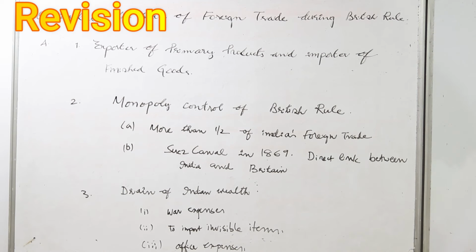And the last point, you have drain of India's wealth during British rule. Under the British rule, India became an exporter of primary products, raw materials, and an importer of finished goods. There was huge export surplus due to excess exports. However, export surplus was used, one, to make payments for expenses incurred by an office set up by the colonial government in Britain, two, to meet expenses on wars fought by the British government, and three, to import invisible items.